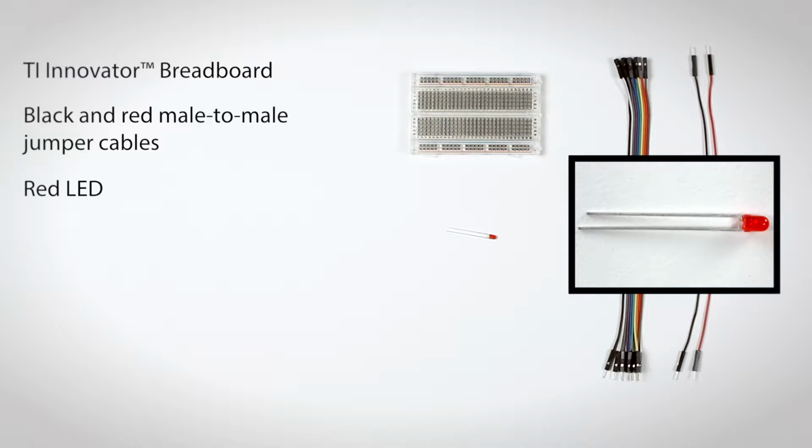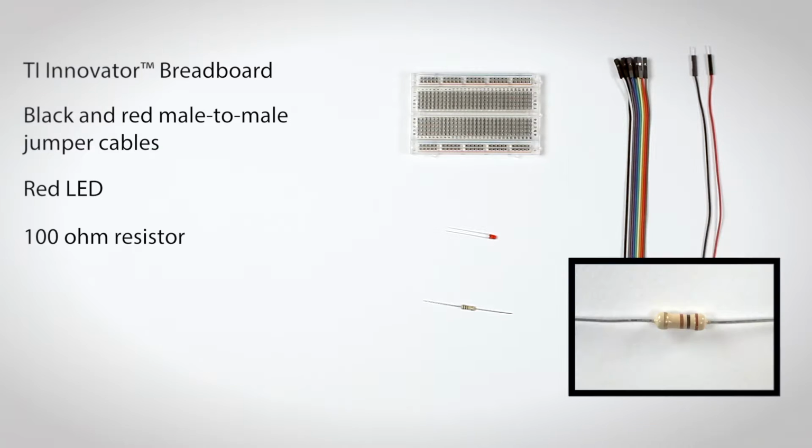red LED, notice that one leg is longer than the other. The long leg is the positive pin, or anode. The short leg is the negative pin, or cathode. And a 100 ohm resistor. It has two brown bands on either side of a black band.